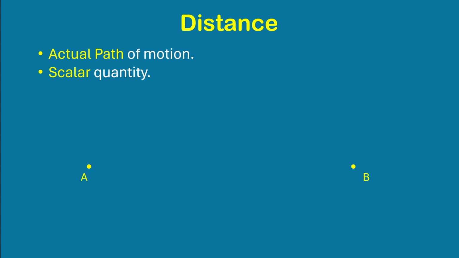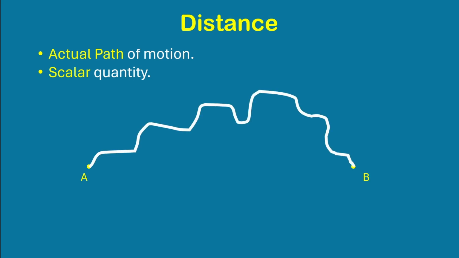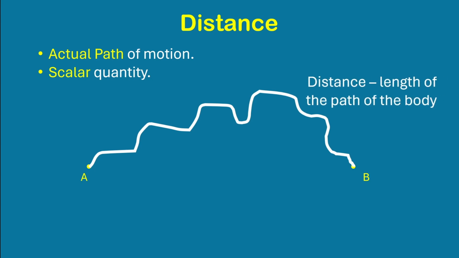Let's take 2 points, point A and point B. To travel to point B from point A, I take this weird path. Distance will be the length of this path.